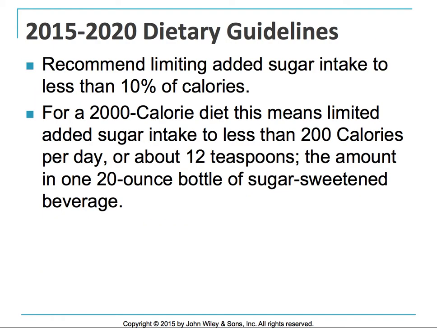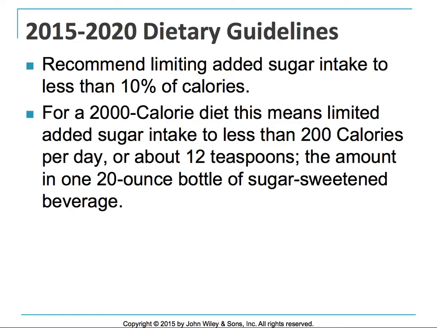The 2015 to 2020 dietary guidelines. This is, of course, where we are right now. This includes a recommendation to limit added sugar intake to less than 10% of calories. Added sugar isn't fruits and vegetables here. We're talking about added sugar, like cookies, pastries, that sort of thing, sugar sweetened beverages.